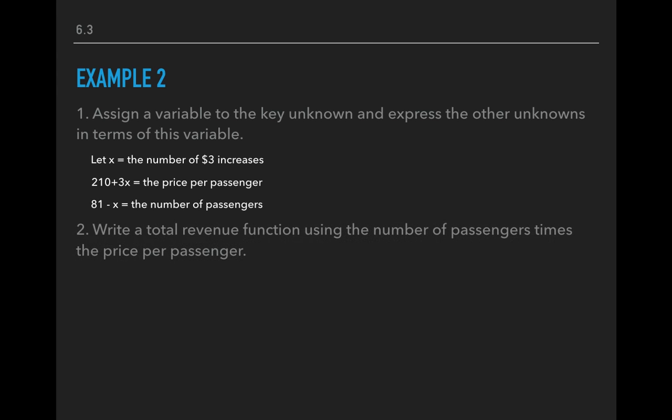Now what we're going to try and do is figure out the total revenue for this flight based on the number of passengers and the price, right? That's how you determine the cost: the number of people flying times the cost for each person. So the number of people flying is 81 minus x, and the cost is 210 plus 3x. Distribution will give us negative 3x squared plus 33x plus 17,010. So I just did that through distribution.